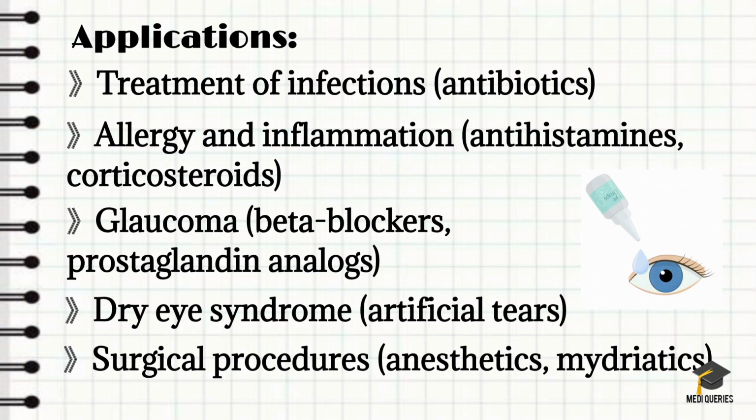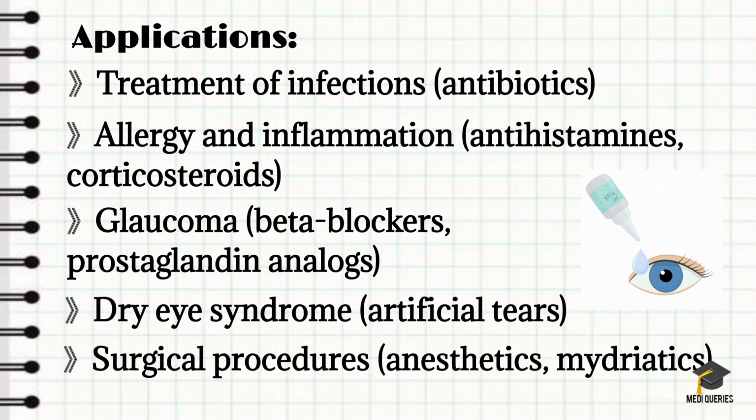And next one is the lubrication and dry eye relief purpose. That is another application which provides the artificial tear substitutes in the dry eye syndromes due to the contact lens uses. Okay. Example: carboxymethylcellulose drops or HPMC gels. Next one is pupil dilation or constriction. That is mydriatic and miotic effects used especially in the treatment of glaucoma and eye examinations.